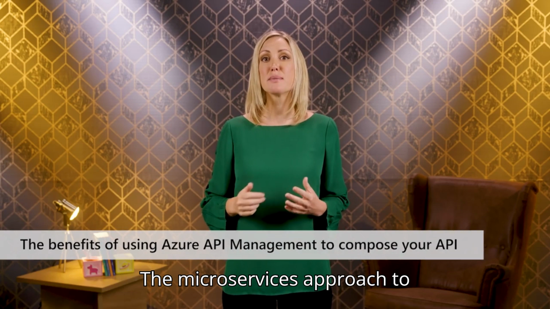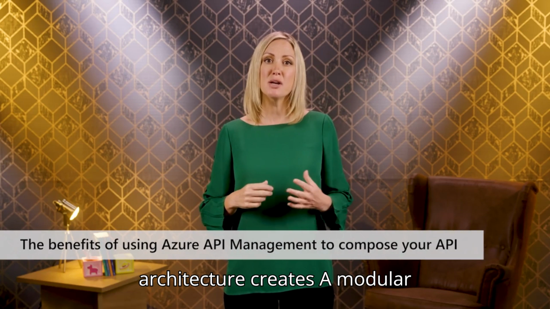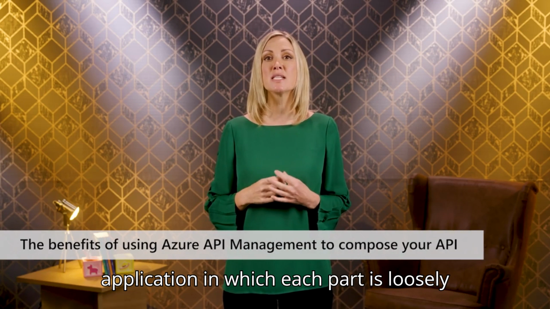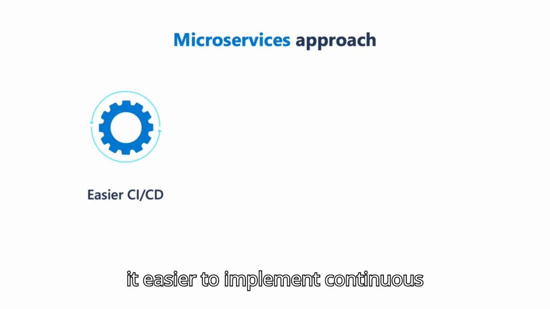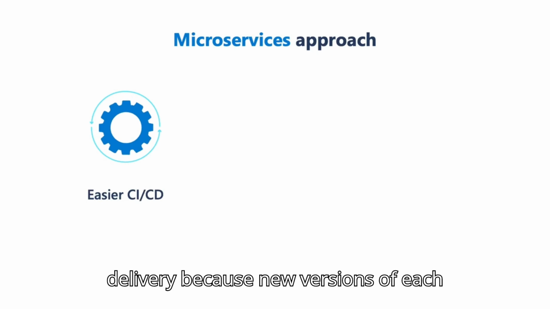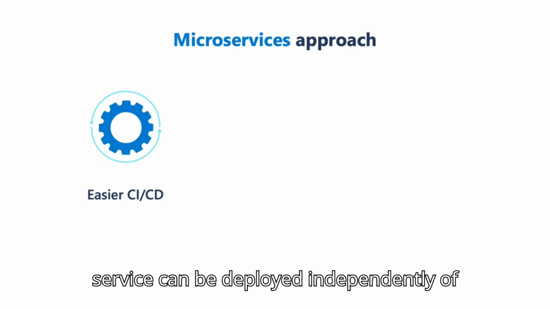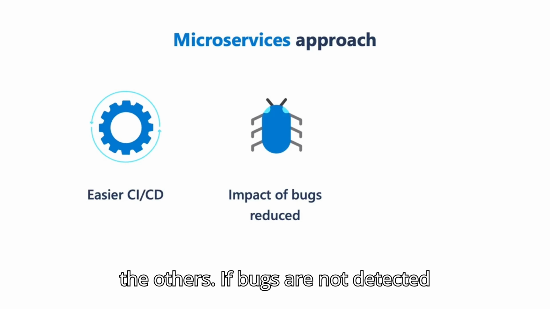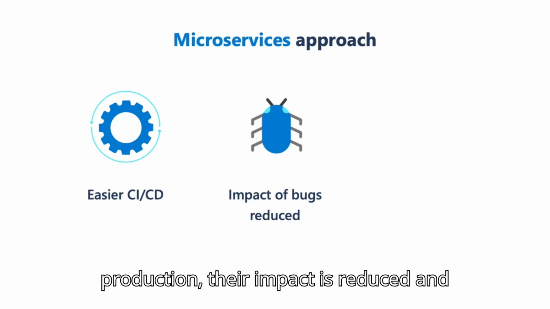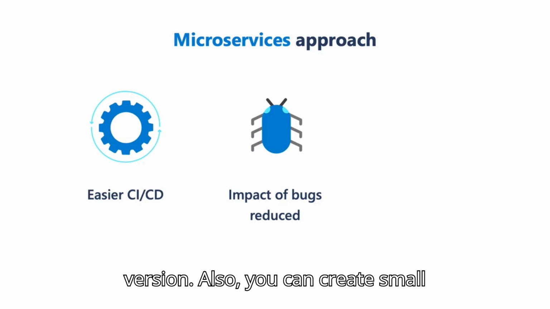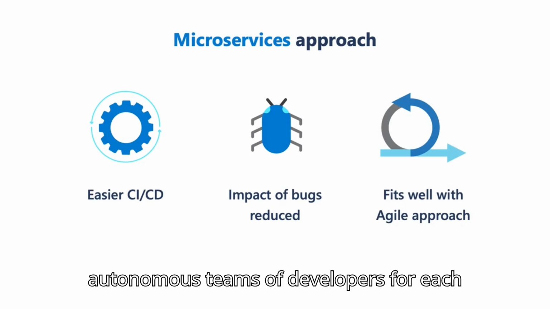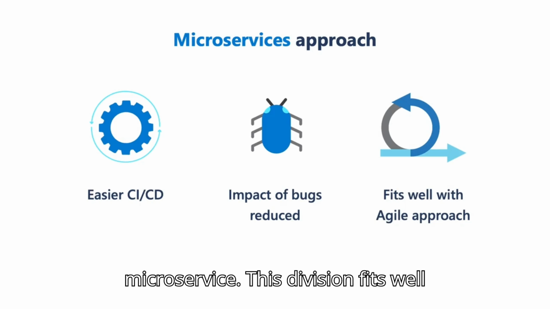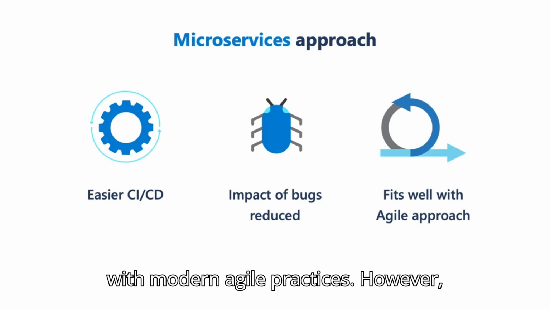The microservices approach to architecture creates a modular application in which each part is loosely coupled to the others. This method makes it easier to implement continuous delivery because new versions of each service can be deployed independently of the others. If bugs are not detected during testing and make it through to production, their impact is reduced and it is easier to roll back to a stable version. Also, you can create small autonomous teams of developers for each microservice. This division fits well with modern agile practices.